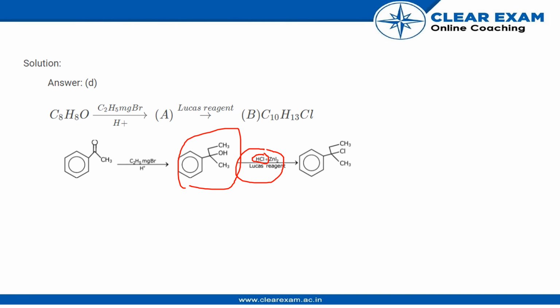So HCl will dissociate to form H plus and Cl minus, and Cl minus will replace OH over here to give Cl in this case, and this is the final product. That is option D.